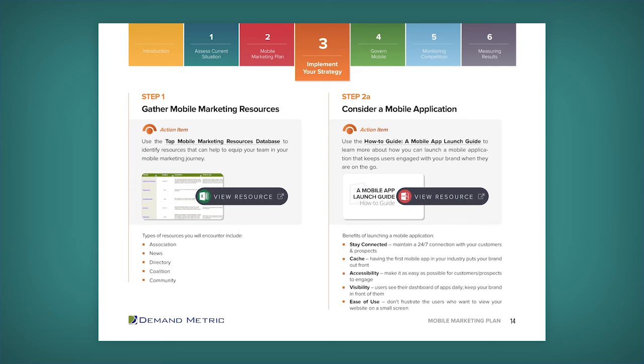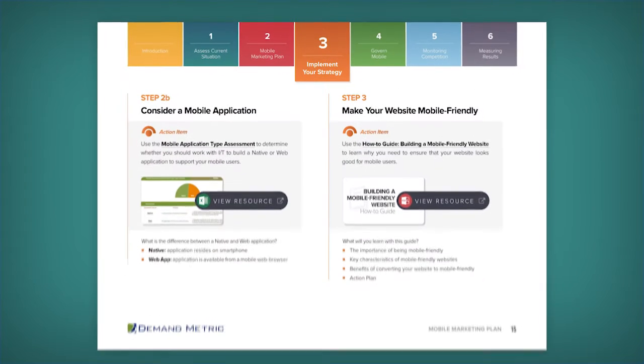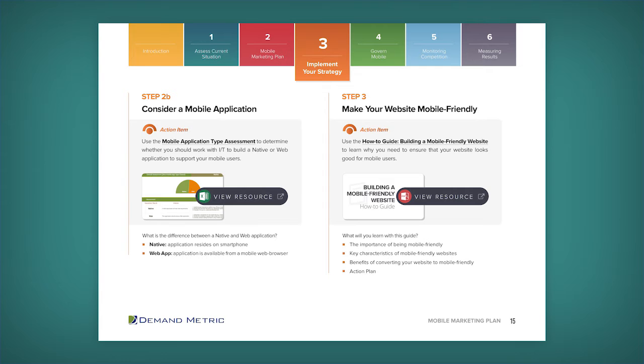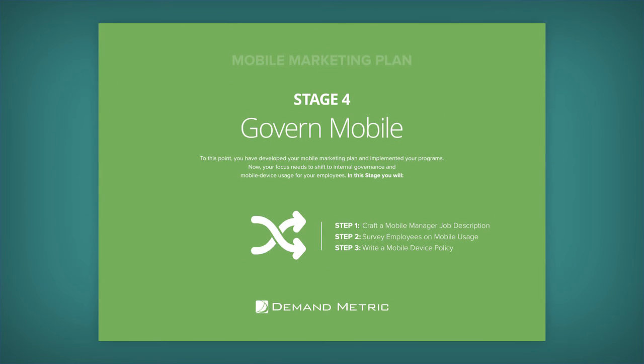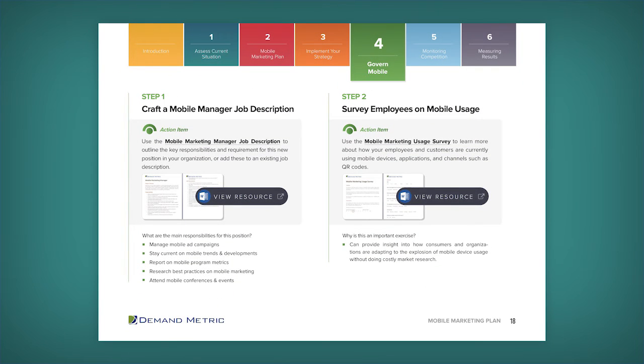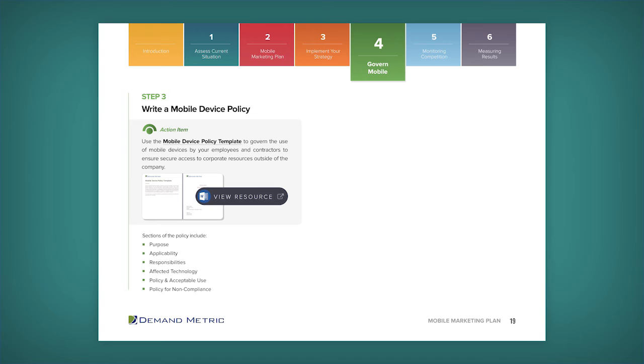And here, in the first step, you're going to gather mobile marketing resources and consider a mobile application. You're going to make your website mobile friendly, and then ultimately contract a mobile marketing partner. In stage 4, we're going to govern mobile. And here, the first step is to create a mobile manager job description, and then survey employees on mobile usage. Lastly, we're going to write a mobile device policy.